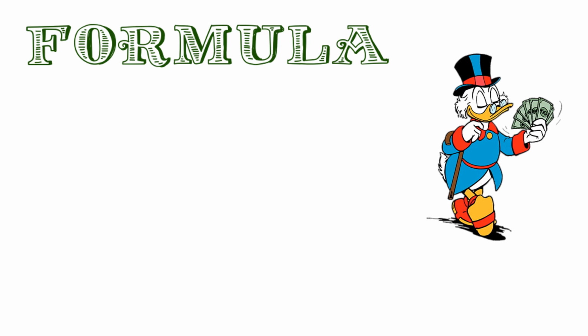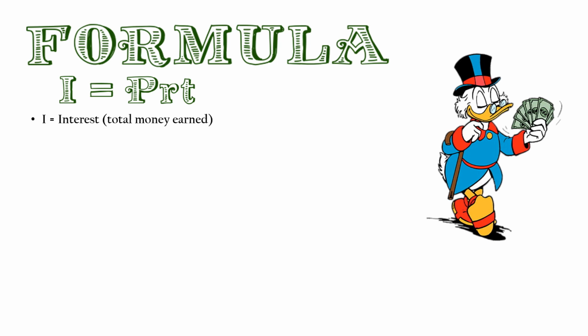This is the formula that we're going to use to solve these problems. I equals PRT. Every single question we use is going to use this formula. So write this down in your notes, and we're going to talk about what each one of these letters stands for. So I is the interest, or the total money you're earning. P, which we just talked about in the previous slide, is the principal, or the amount that you originally invested.